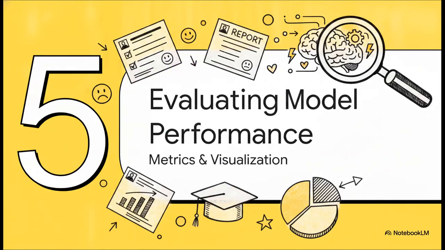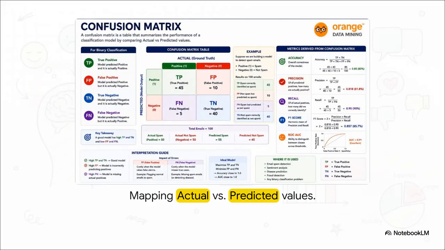And finally, section 5, evaluating model performance using metrics and visualization. Now, what's really interesting about this slide is how it demystifies the whole process of finding our model's mistakes. Enter the confusion matrix. It literally maps out the actual ground truth against what our model predicted. Up in the top left, we have true positives. The model predicted it was positive, and yep, it actually was. Bottom right, true negatives. It correctly spotted the negatives. But those other two boxes? That's where the trouble is. You've got false positives, where the model raised a false alarm, and false negatives, where it completely missed the target.